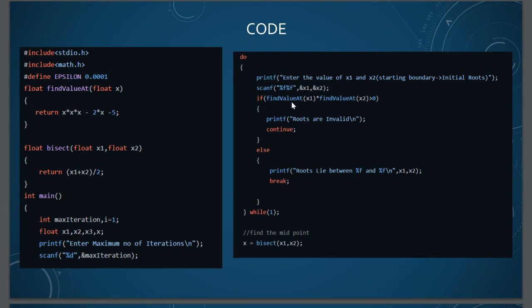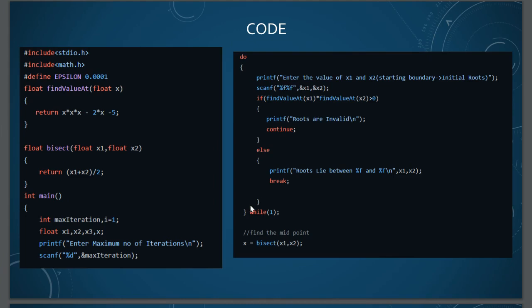Then we find the product of f(x1) and f(x2). The function takes the values from x1 and x2, and if f(x1) times f(x2) is greater than 0, it means both are of the same sign. It means that the roots are invalid. And if both are of different sign, that is the else case, the root lies between x1 and x2. Then we do the bisecting, where x equals bisect, that is the midpoint (x1 + x2)/2.